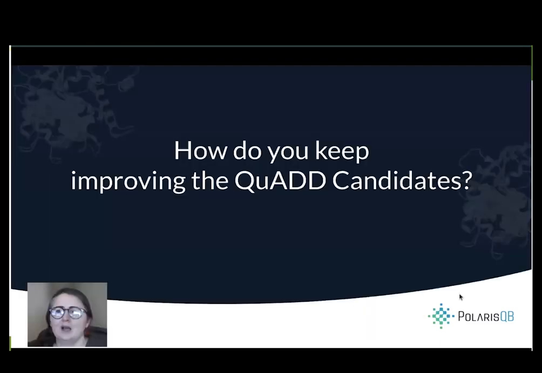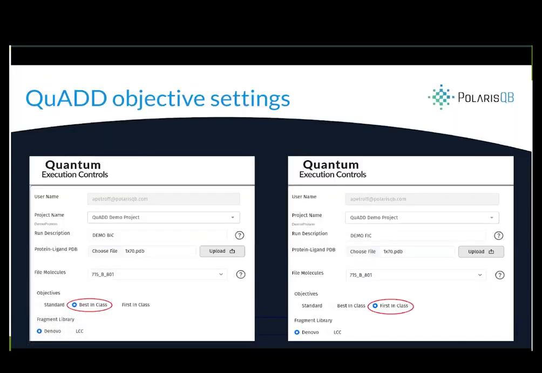So how do you keep improving the Quad candidates that you get? We can run them back through to make additional candidates. We've got 2 modes for doing this, as Ken mentioned earlier. This is what it looks like when you use our dashboard to upload them. You can upload your PDB structure, and then you can select your best-in-class mode or your first-in-class mode here.